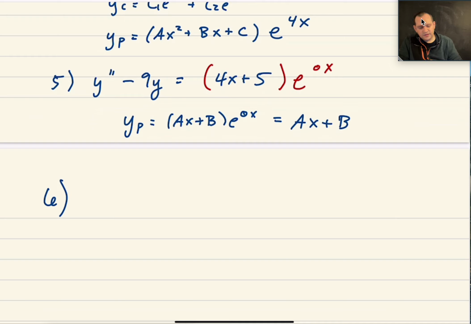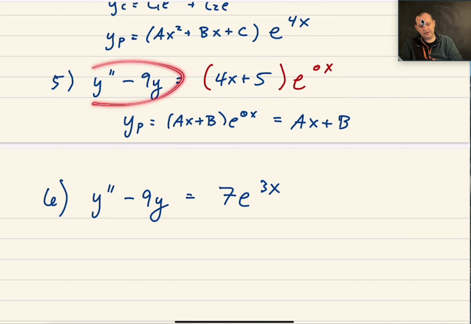Next, what I want to do is let's look at what happens if we have y double prime minus 9y equals 7 e to the 3x. What's going to happen in that case is, again, the left side is the same as the previous example. So we had e to the 3x and e to the negative 3x as our solutions to the associated homogeneous equation. Okay, so this means that we're going to have to mess with the particular solution a little. So our particular solution normally would be a constant times e to the 3x.